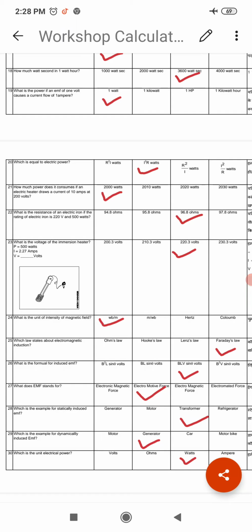Next, which law states about electromagnetic induction? Answer is Faraday's law, option D. Next question, what is the formula for induced EMF? It's B L V sin theta volts. Option C. What does EMF stand for? Its answer is electromotive force.